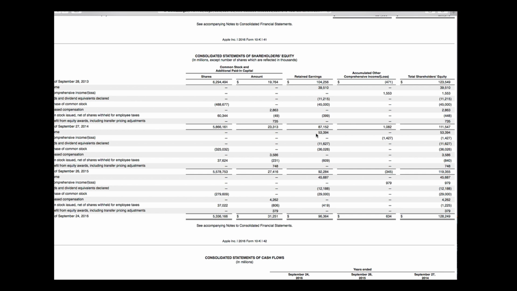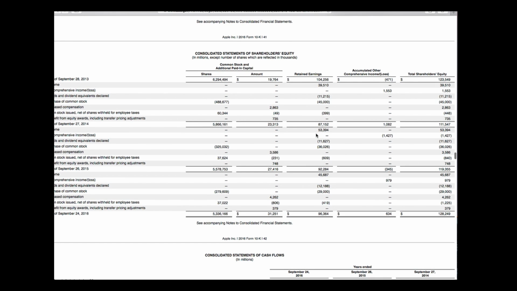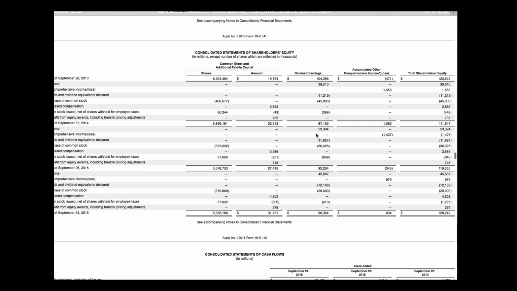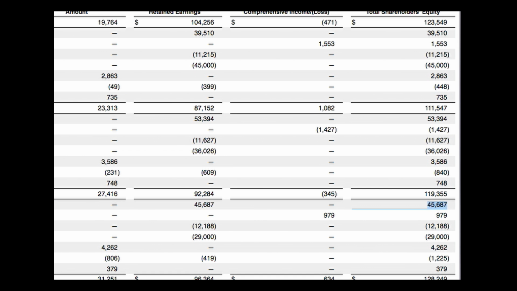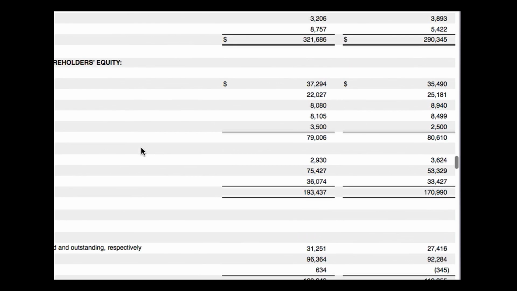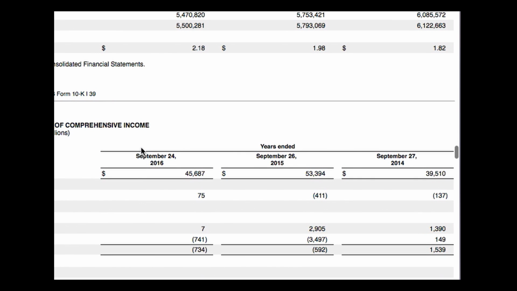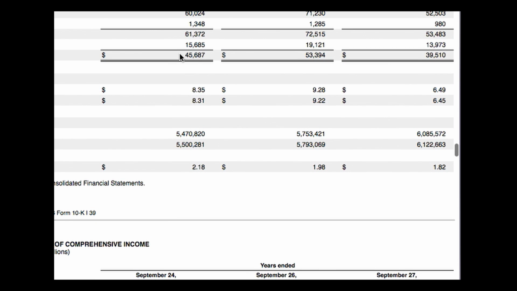We can also follow that net income figure, which is 45,000-something, into the consolidated statement of shareholders' equity. When we see it on that shareholders' equity statement, that's where we see it flowing into the balance sheet, because the equity statements give us a reconciliation between the beginning of the year equity and the end of the year equity. So there's a number there, 45,000. We go back up, and we can see that 45,000 up there on the income statement.